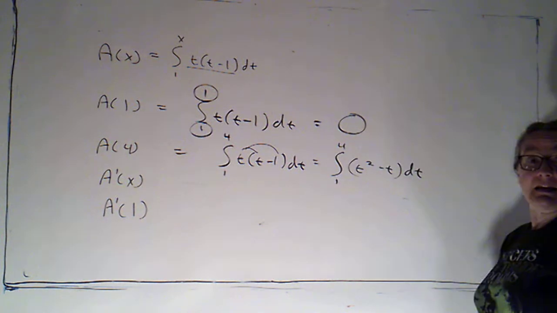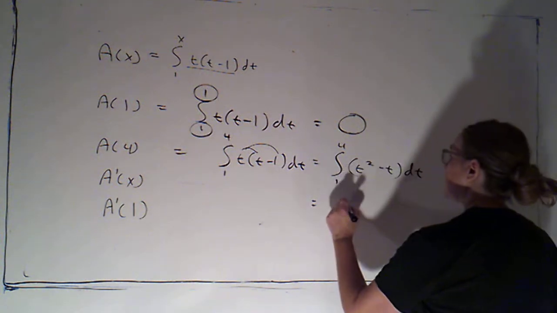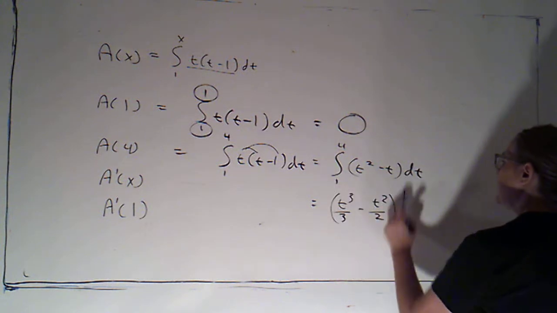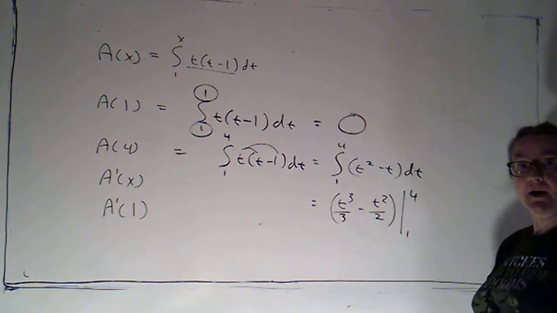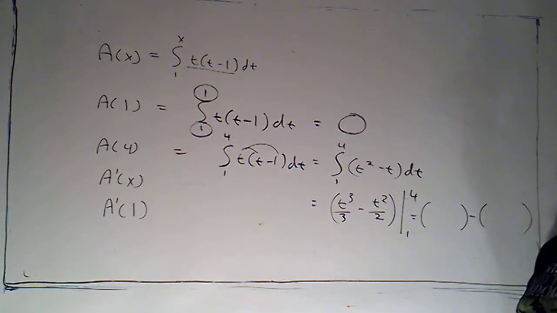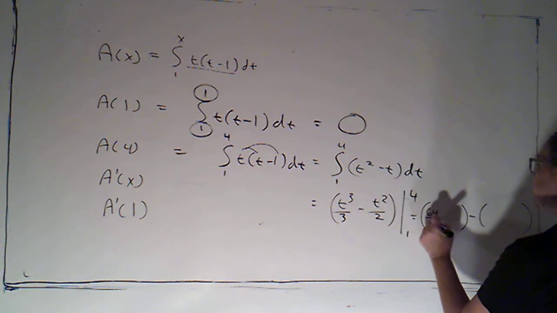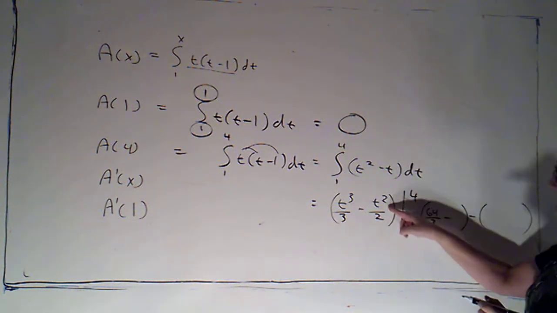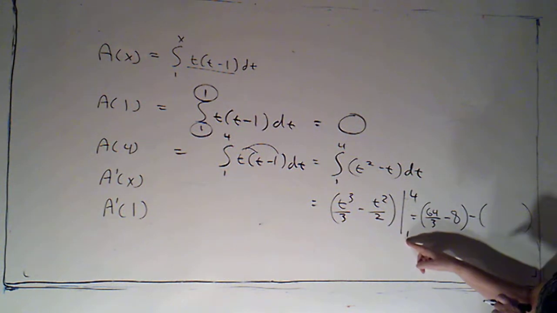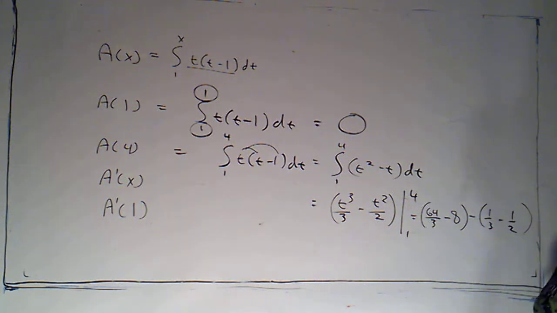And now I can just take an antiderivative because I'm just using the power rule for each piece. So that's going to be t cubed over 3 minus t squared over 2, and that's all evaluated between 4 and 1. So that's going to be what I get at 4 minus what I get at 1. At 4, I'm going to be getting 64 thirds minus 16 halves, which would just be 8. And then at 1, I'm going to be getting 1/3 minus 1/2.